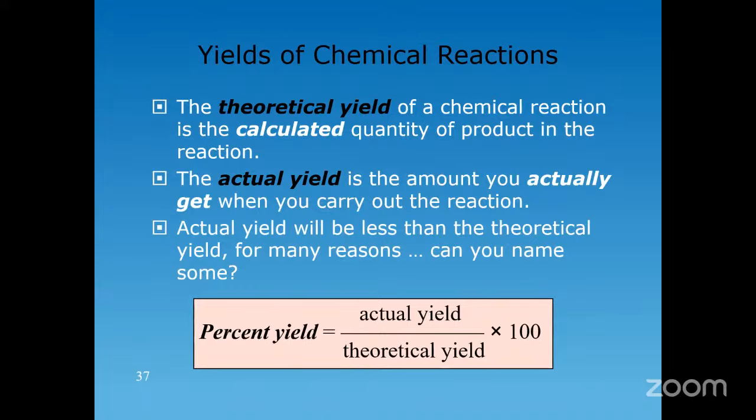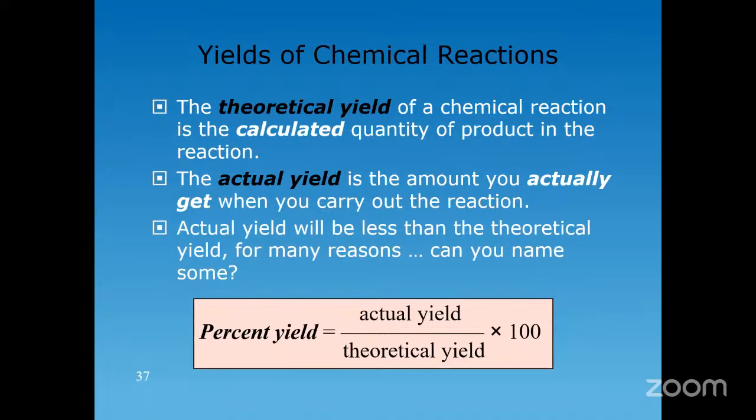So for those reasons, what you'll find is that there's a difference between what you expect to get and what you actually get. The amount of product that you expect to get is called the theoretical yield. The theoretical yield is what on paper you'd have calculated, and that's what you expect. But of course, for the reasons I mentioned before, you will get less than the theoretical yield. So the amount of product that you actually get, you isolate the product, that would be the actual yield, which would be less than the theoretical yield.